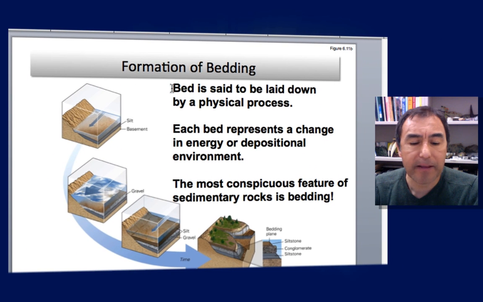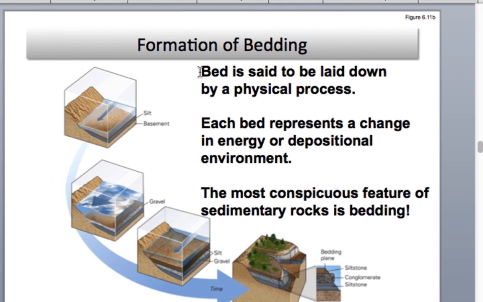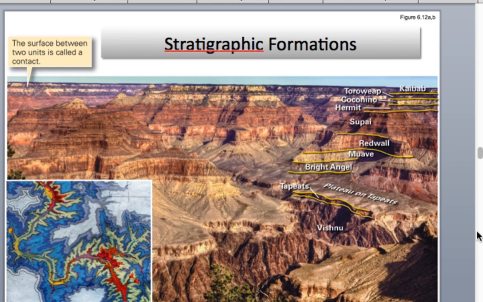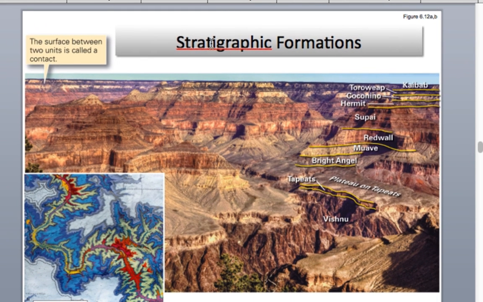We call these beds because some physical process is said to lay down the sediment, and each bed represents a change in the energy or the environment. It could be near shore, farther offshore, or sea level could be different. Another view of these layers: remember, stratigraphic is the charting of the strata, and strata means layers, so one stratum is one sedimentary bed.